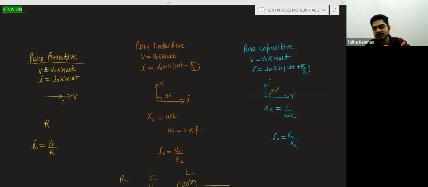Continuously, because this voltage is depending upon time. See here, this time is 1 second, 2 second, 3 second, 4 second, changing. So that is why this voltage is also changing.